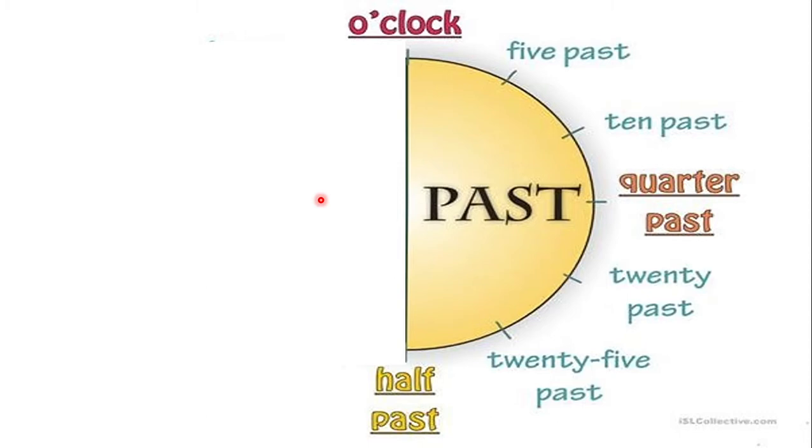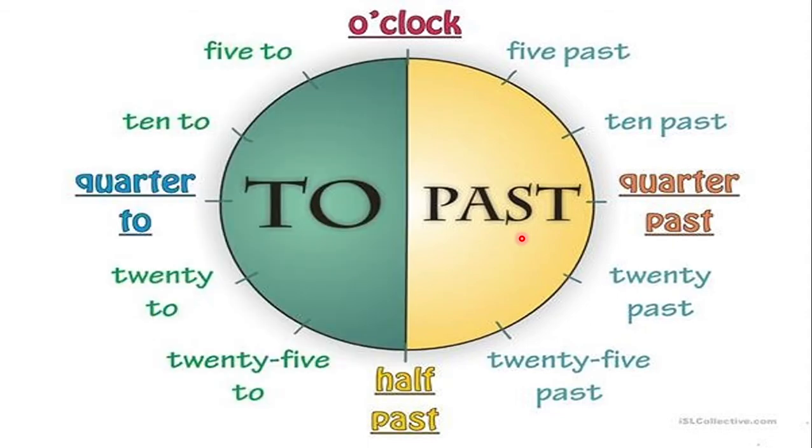Let us imagine the clock we have divided into two parts. The right part you can see here and the left part. On the right part, we use the word past to tell about the time. Okay, my students? And in the left part of the clock, we use the word to. Let us compare, my students.